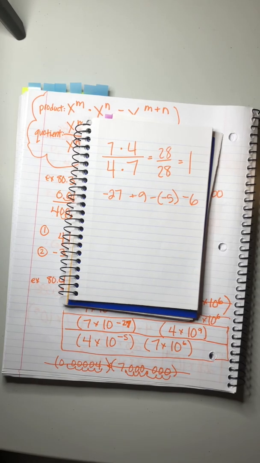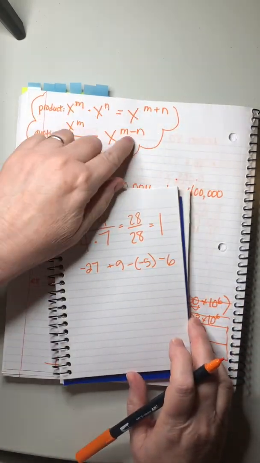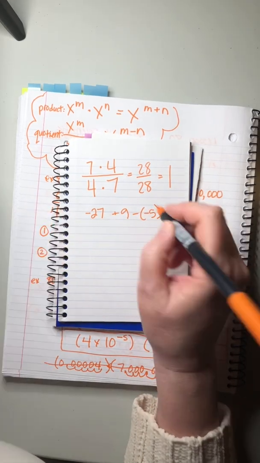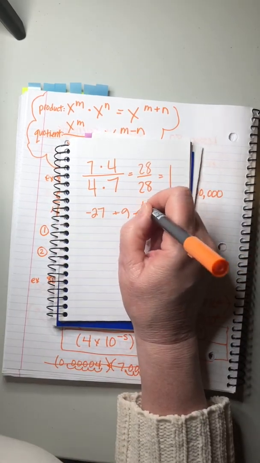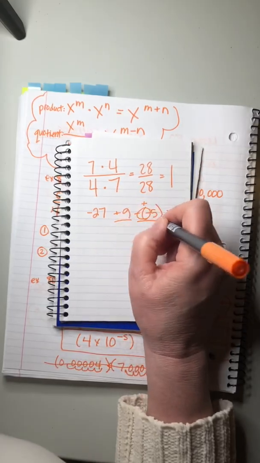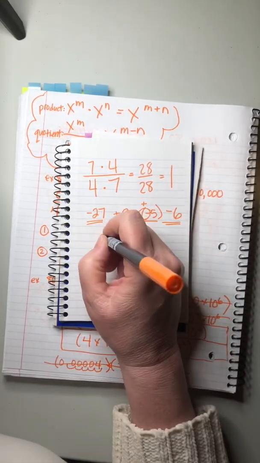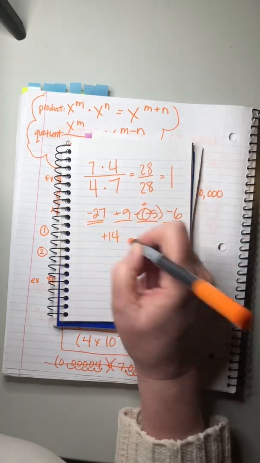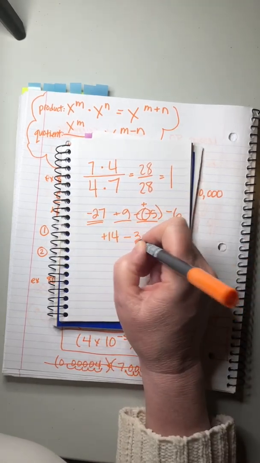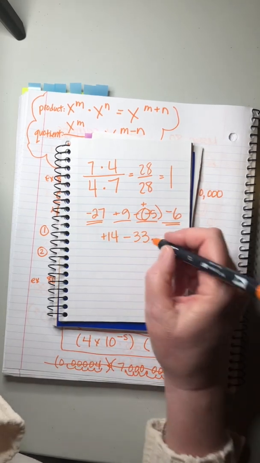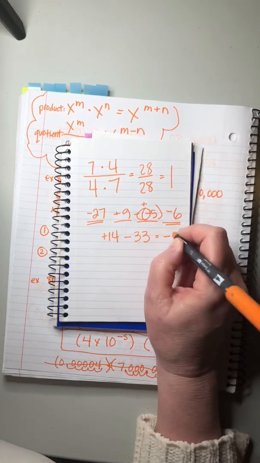That's a little bit mind-blowing-y, but we're just using these rules, okay? Now, I'm ready to simplify this. Let's see, this is going to be a plus. So I have 2 plus numbers and 2 minus numbers. Let's put all the pluses together. Plus 14 and minus, what, 33? Which means that those add together to give me what? Negative 19.